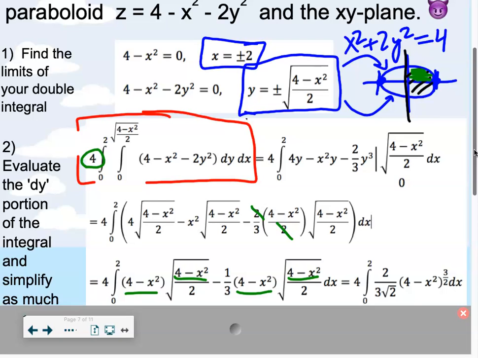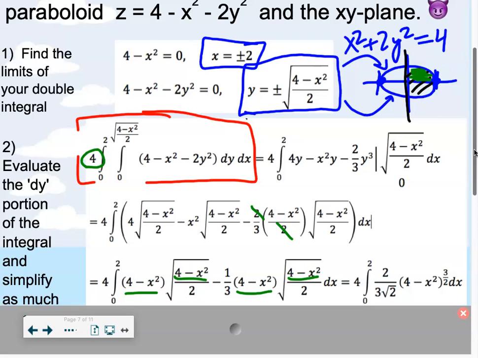Okay, so the first thing I'm going to do is pull this 1 over root 2 in front. And then this stuff that's left, that's 4 minus x squared to the 1/2. You with me? All I did was take this little guy and move him in front. I'm going to do the same thing with this little guy. So I get 1 over 3 root 2 times 4 minus x squared times 4 minus x squared to the 1/2.